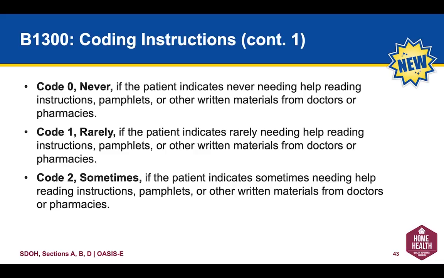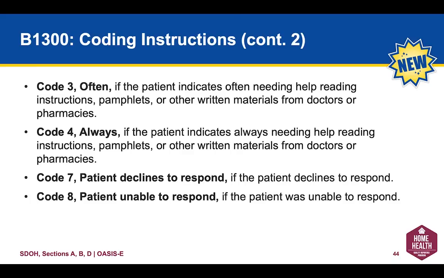In response to the question, how often do you need to have someone help you when you read instructions, pamphlets, or other written material from your doctor or pharmacy, assessors will enter code 0, never, if the patient indicates never needing help reading instructions, pamphlets, or other written materials from doctors or pharmacies. Code 1, rarely, if the patient indicates rarely needing this help. They'll enter code 2, sometimes, if the patient indicates sometimes needing help reading instructions, pamphlets, or other written materials from doctors or pharmacies. Or they'll enter code 3, often, if the patient indicates often needing this help.